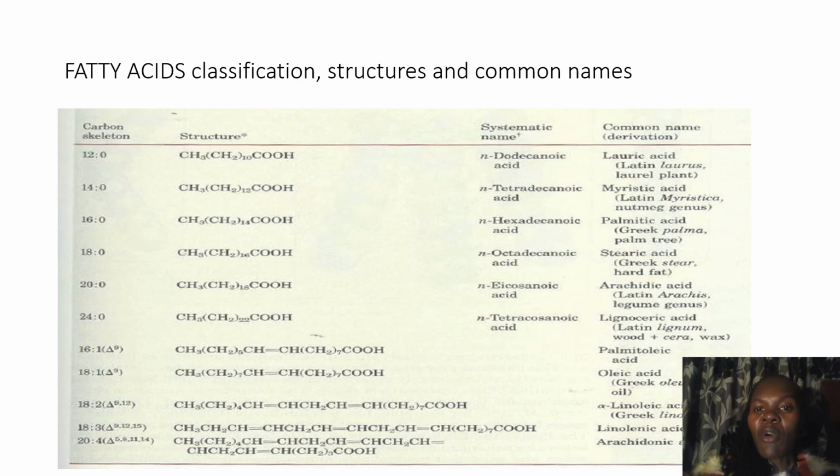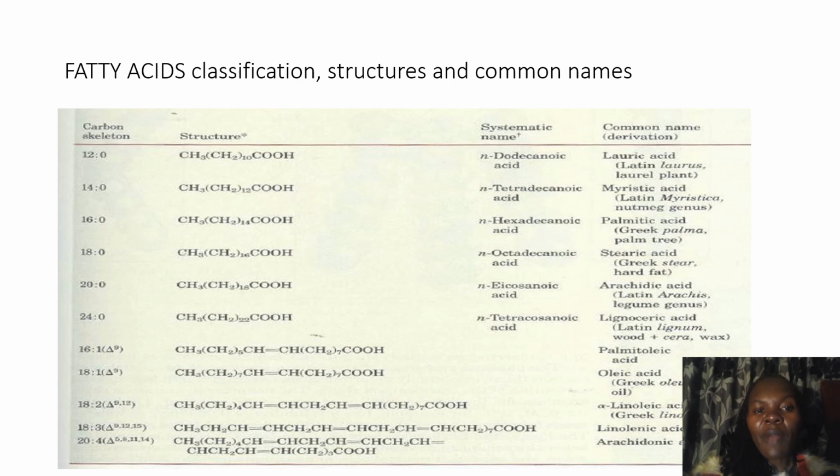So they have the common names. Leave alone the systematic name. It can be a bit complicated. We always use the common names. They always exist with their common names. The structures, which now we have the third version of the structure. You can draw any, the one which you understand better, as long as you draw it correctly.